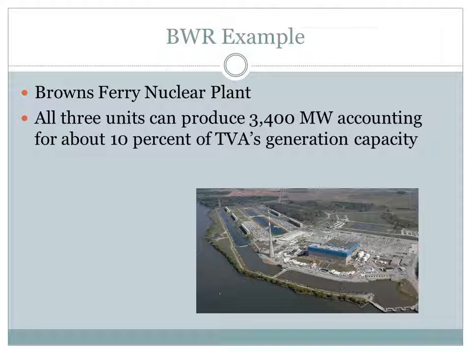Here's an example of a boiling water reactor, Browns Ferry in Alabama. All three units combined can produce 3,400 megawatts, which account for about 10% of TVA's generation capacity. Unit 1 was started in 1973, Unit 2 in 1974, and Unit 3 in 1976.